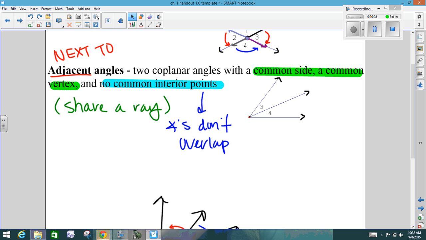So in your diagram below your definition, you have angle 3 and angle 4. They're not overlapping. They share this vertex and this common side, which we would call a ray. They're next to each other. Adjacent, right next to each other. They have to share a ray. You also have a different picture there of angle 1 and angle 2. Angle 1 and angle 2 form that straight line. They share the ray that's dividing them. They're next to each other. Those are adjacent angles. If I go down to this diagram that I just made up.